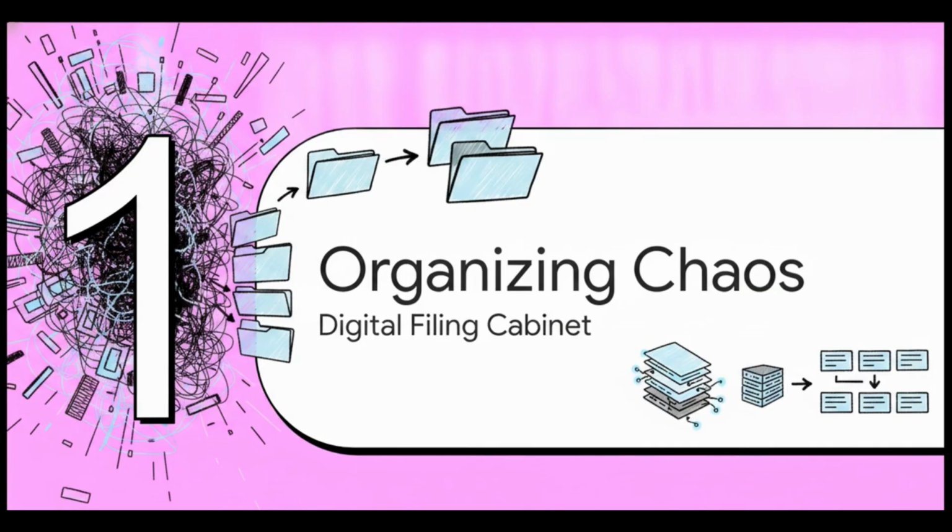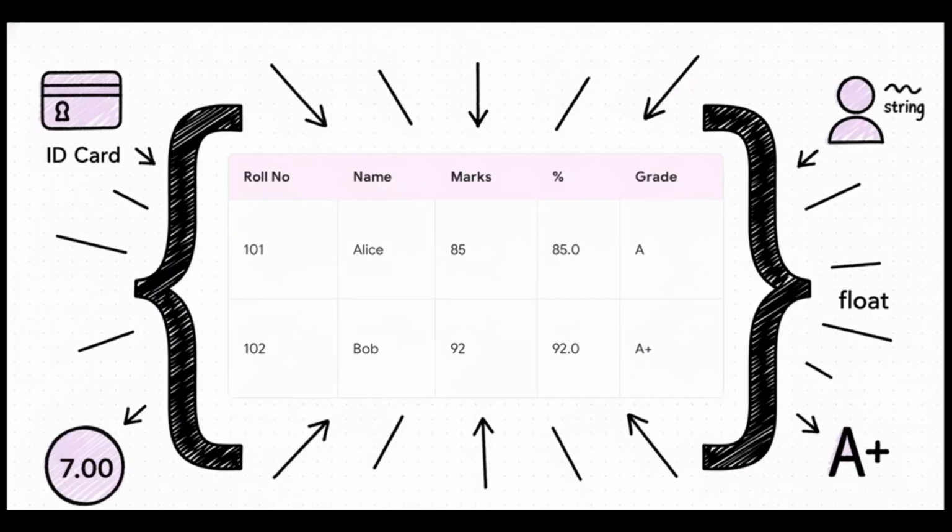It elegantly packs all those related details into one clean, easily manageable unit. Section 1. Organizing chaos with structures. Your digital filing cabinet. Take a look at Task 10 from our source syllabus. It specifically asks us to define a structure for student information. We're talking roll number, name, marks, percentage, and grade.